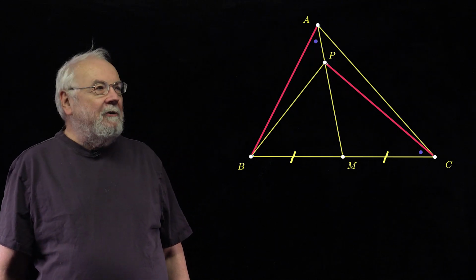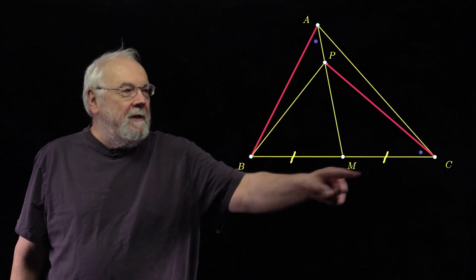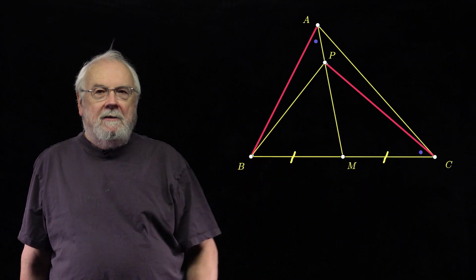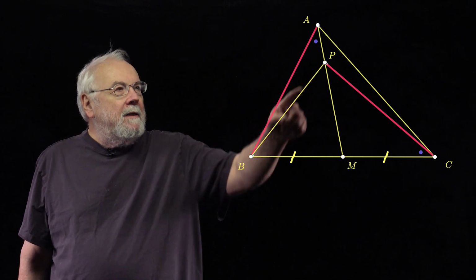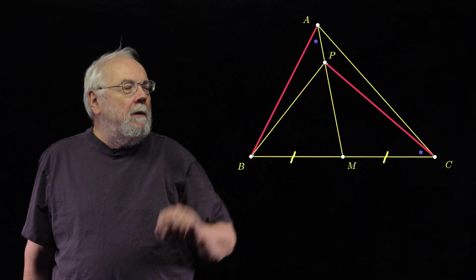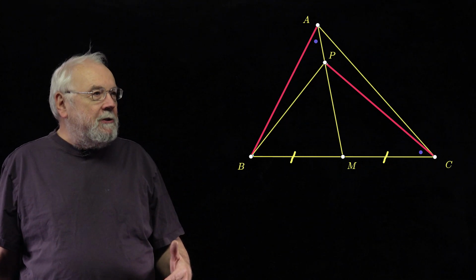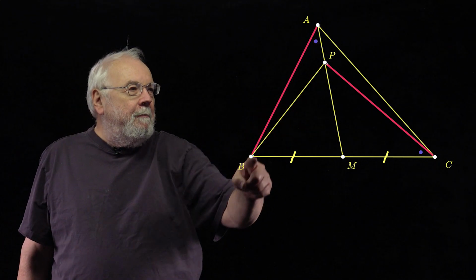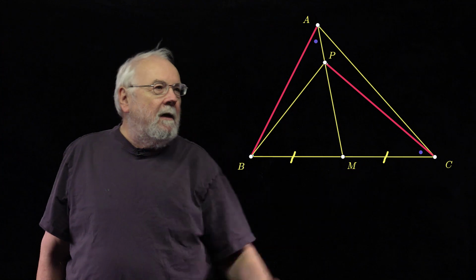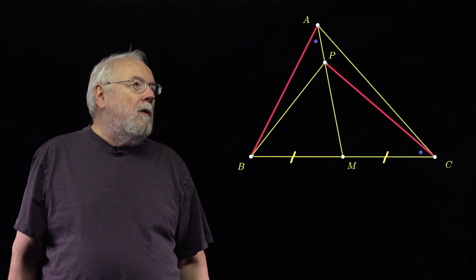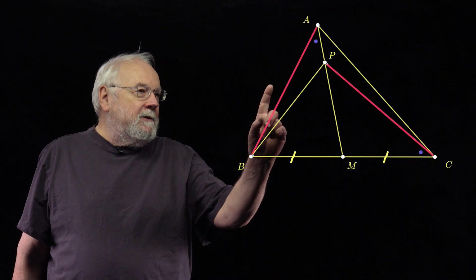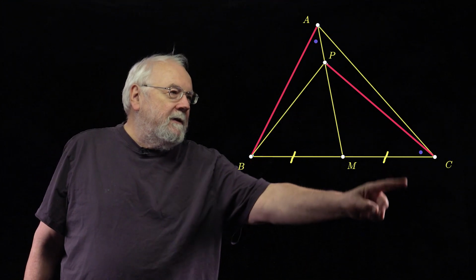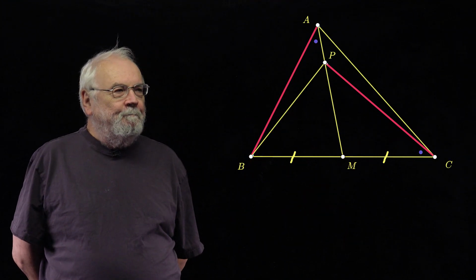So let's look at the configuration. We have a triangle ABC. M is the midpoint of BC. P lies on the line AM, and P is positioned so that the distances AB and PC are equal. We're also given an equality of angles as marked in the diagram. This angle is equal to that angle.